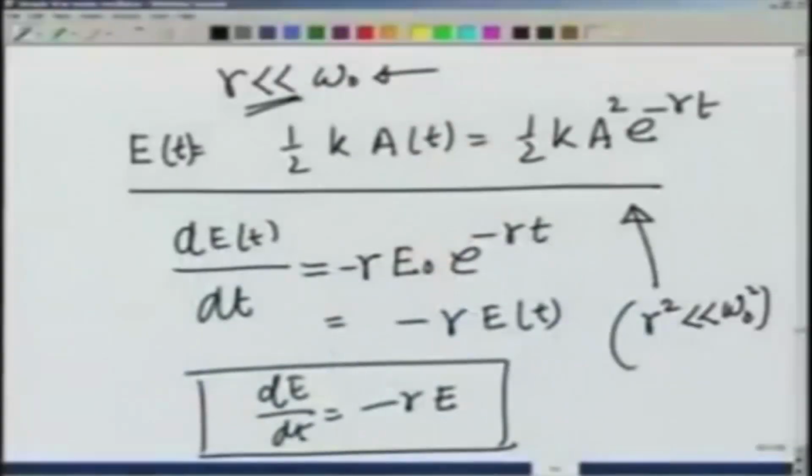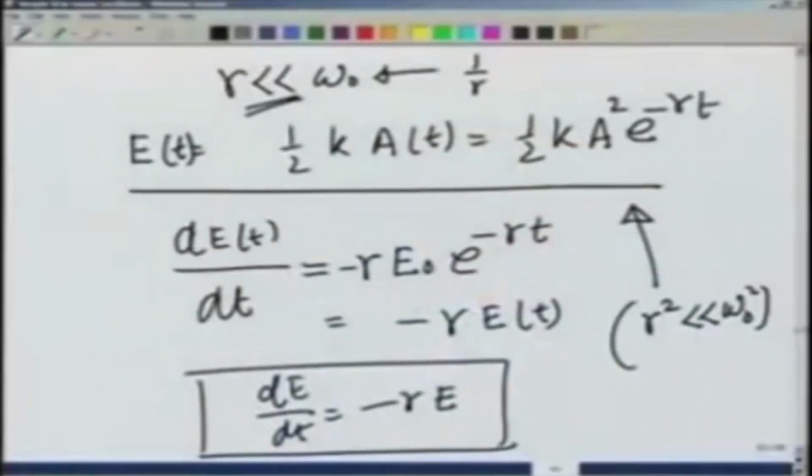Why am I able to talk about energy or amplitude at a given time is precisely what I told you earlier. Because gamma is much less than omega 0, there are two time scales, one related to 1 over gamma and one related to 1 over omega 0. So, within this time there are many oscillations. So, for a short period I can think of this as an oscillator moving with time dependent amplitude.